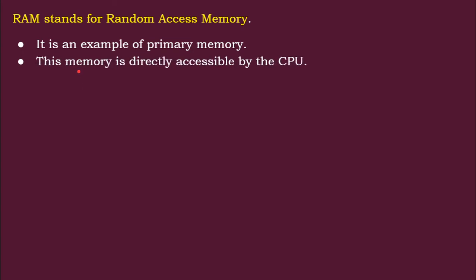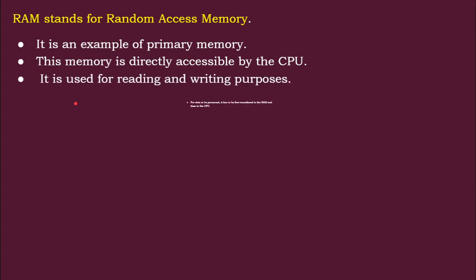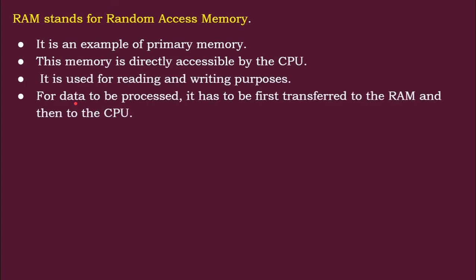And next is the RAM, which is random access memory. It is an example of primary memory, and this memory is directly accessible by the CPU. It is used for reading and writing purposes. For data to be processed, it has to be first transferred to the RAM and then to the CPU, because the CPU can access only the RAM memory.